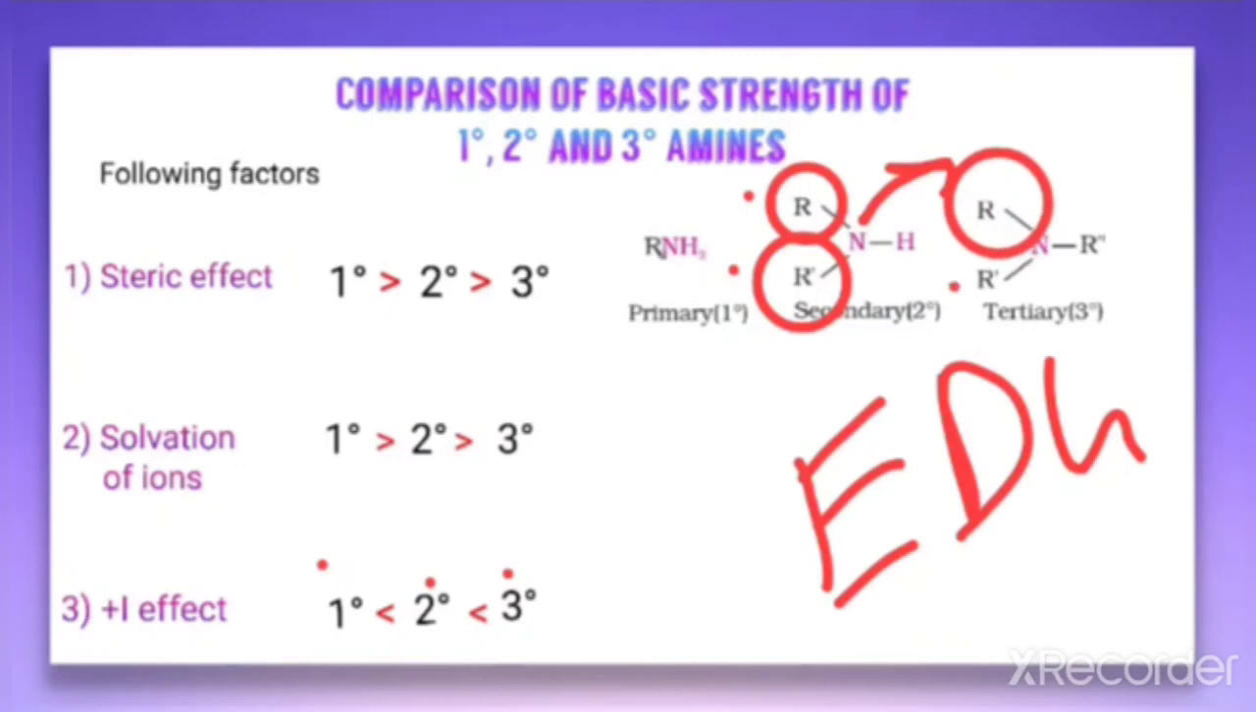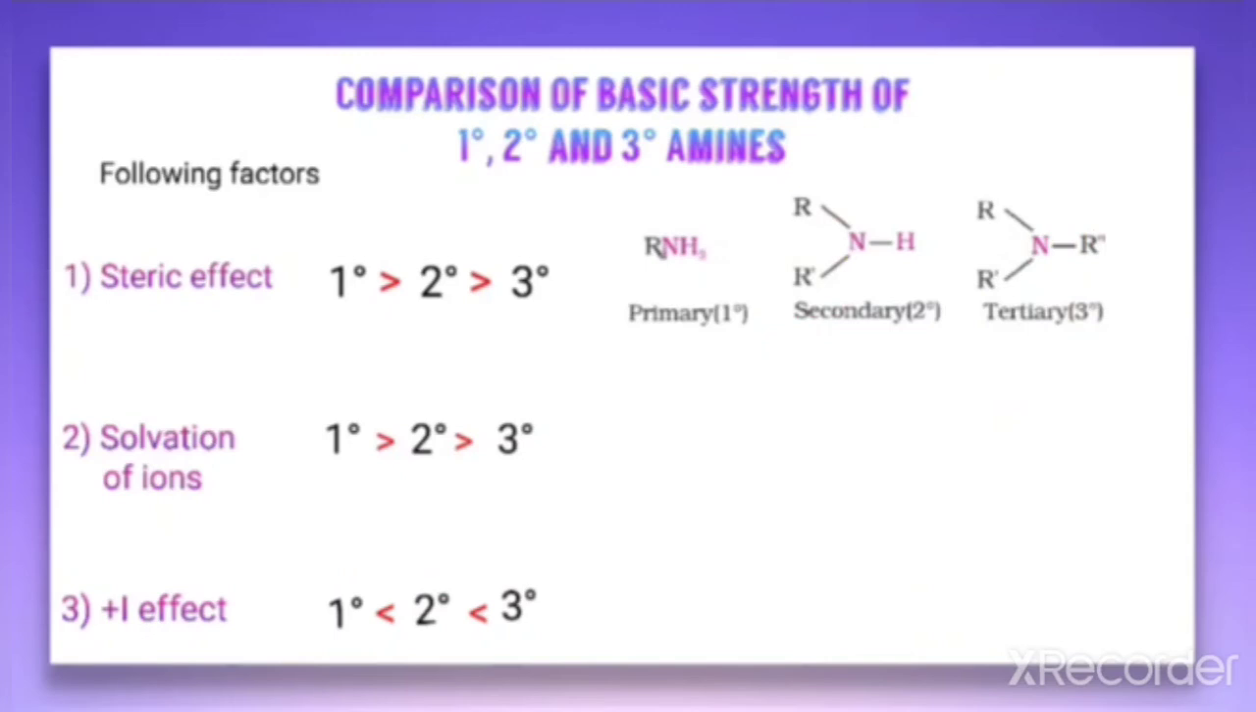So in the case of tertiary, there are 3 alkyl groups. So greater the number of alkyl groups, greater will be the electron density on the nitrogen. Therefore, easy will be the donation of electron. So because of this reason only, we can say that greater the number of alkyl groups, greater will be the basic character. That's why the 3 degree is more reactive than 2 degree, then 2 degree is more reactive than 1 degree. So here 3 factors are involved.